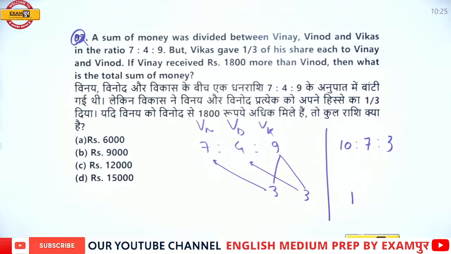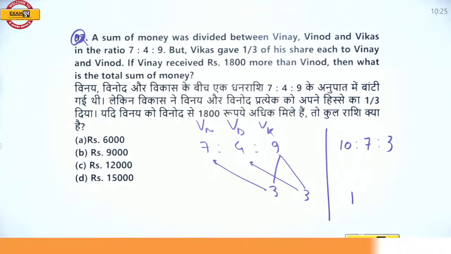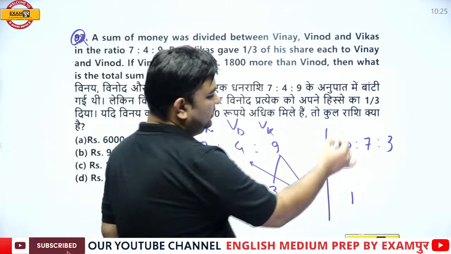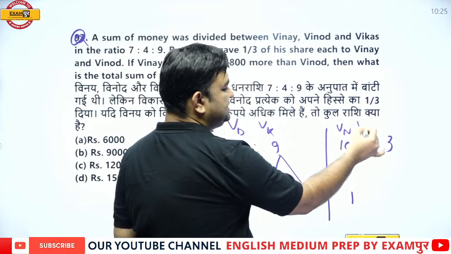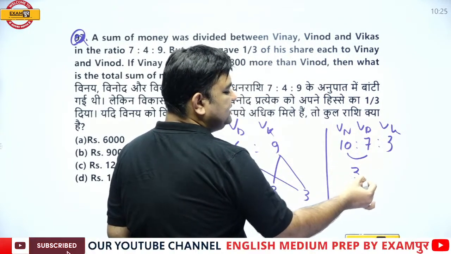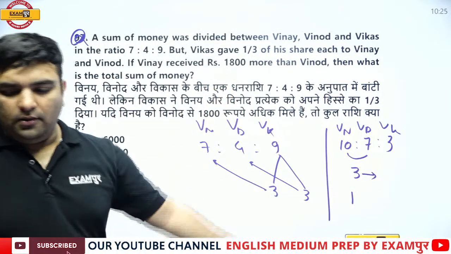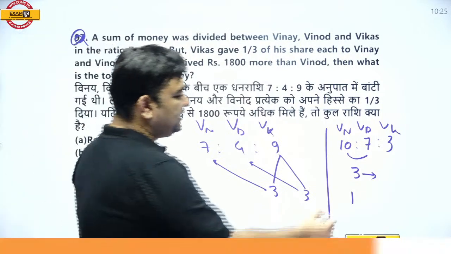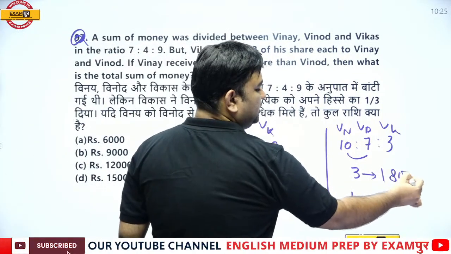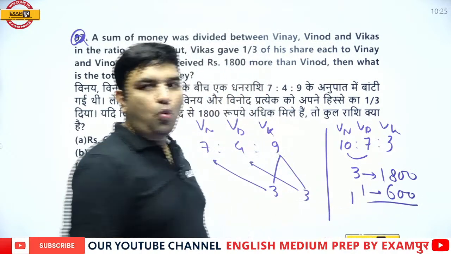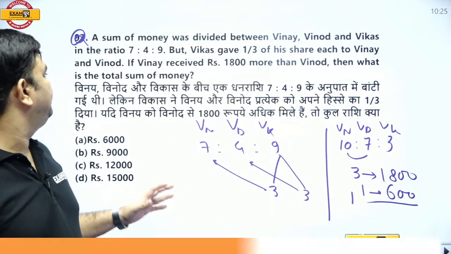If Vinay received 1800 more than Vinod: this is Vinay, this is Vinod, this is Vikas. So Vinay received 3 more. 3 is given as 1800. So 1 is equal to 600.